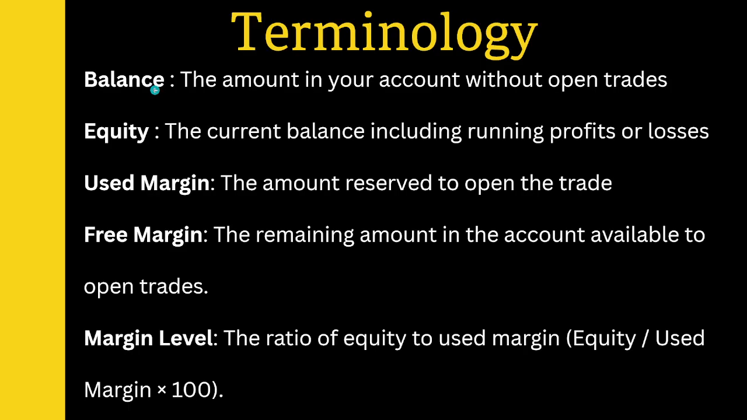Let's start off by balance. Balance is basically the amount in your account without open trades. Equity, on the other hand, is the current balance as well, including running profits or losses. So if you have any open trades, equity includes that. Balance does not include that. Then we have used margin, which is the amount reserved to open the trade. We have free margin, which is the remaining amount in the account available to open trades.